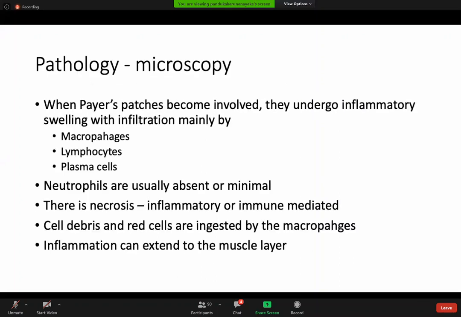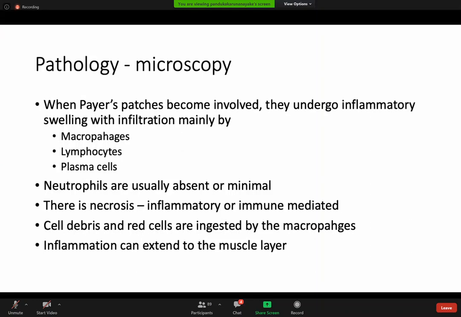Okay, so what happens in the intestine when the organism re-enters through bile and infects the intestine? The organism gets into the Peyer's patches, and the Peyer's patches undergo an inflammatory swelling. You might remember that this patient had a leukopenia with low neutrophils. That is because these are facultative intracellular bacteria. So the response mounted against these organisms is mainly mononuclear infiltrates: macrophages, lymphocytes, and plasma cells, as opposed to extracellular bacteria, where you see neutrophil infiltration. In typhoid, neutrophils are usually absent or at most minimal.